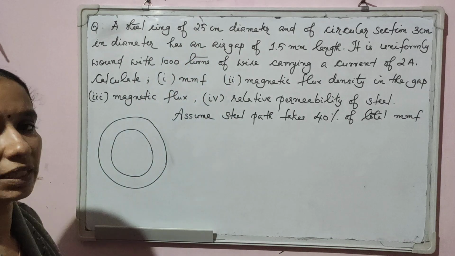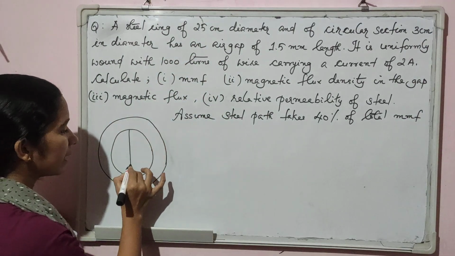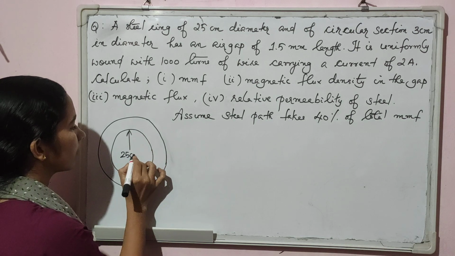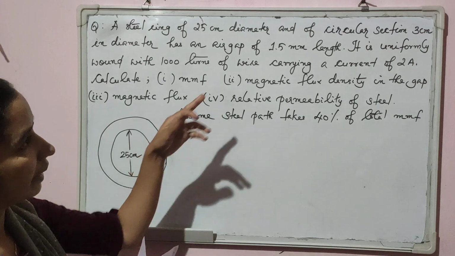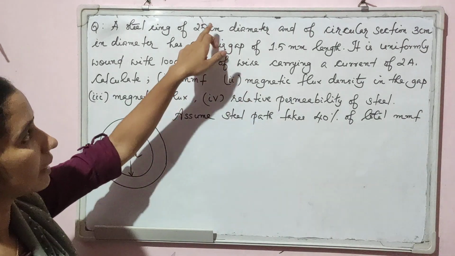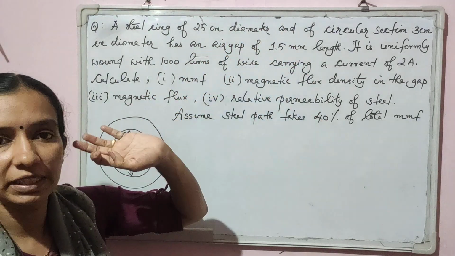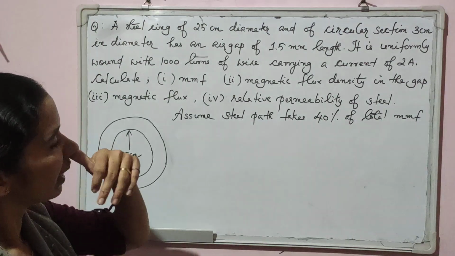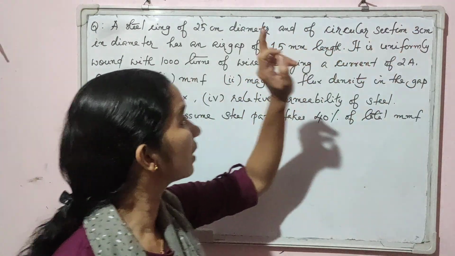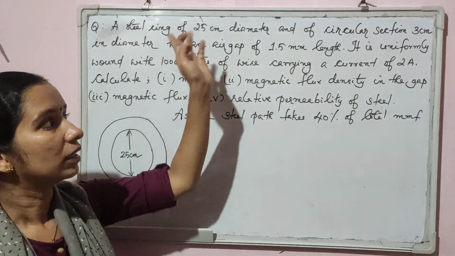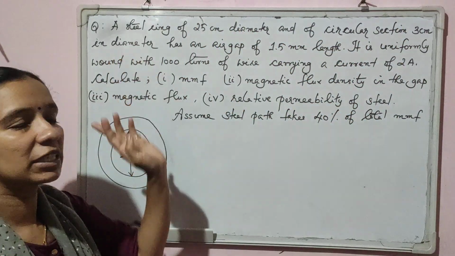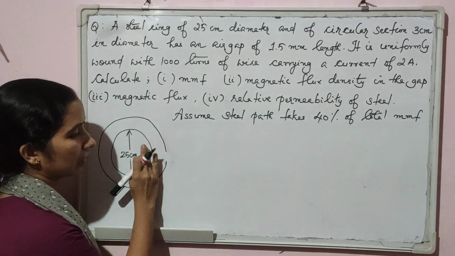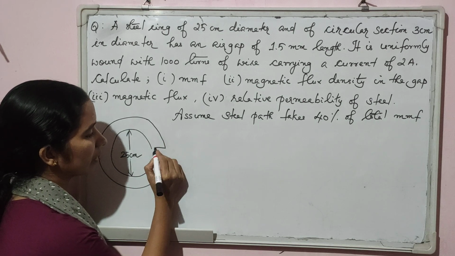So we have a steel ring of 25 centimeter diameter. The diameter is 25 centimeter. And this ring is having a diameter of 25 centimeter and of circular section 3 centimeter in diameter. The circular section is 3 centimeter in diameter means the circular cross section of this ring. So the cross sectional area of this ring.